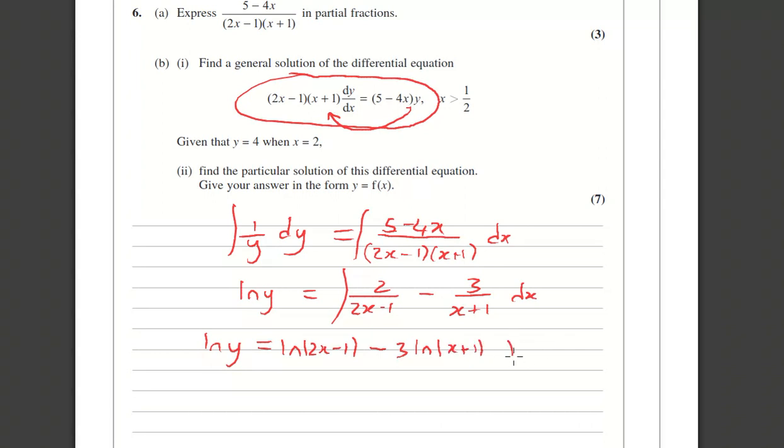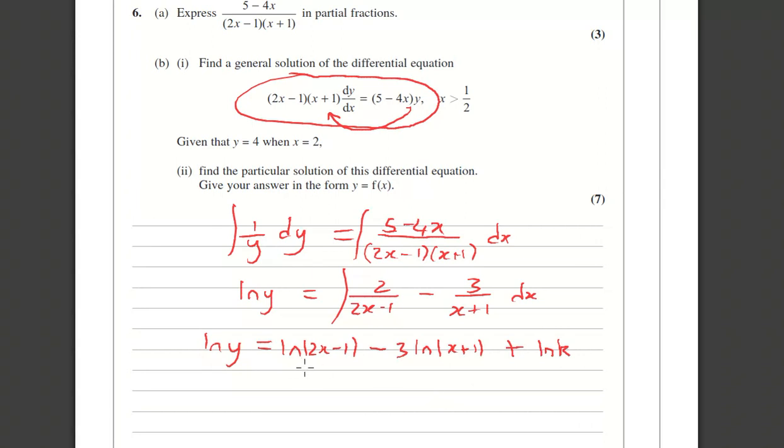But with these questions, never forget your plus c, yeah? Now, actually, it's probably going to be easier to write plus ln c here, or plus ln k. That's a lovely little trick that you learn for these separation of variables questions. If every other term has a natural log in it, why not make this term have a natural log in it? Yeah? Plus ln k. It's just a lovely little trick.